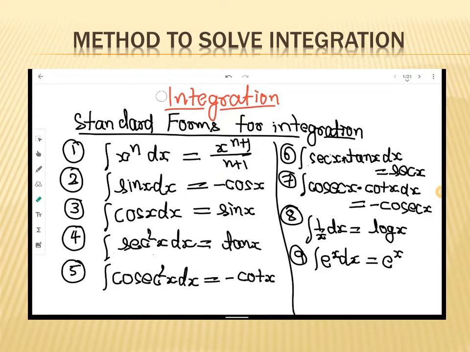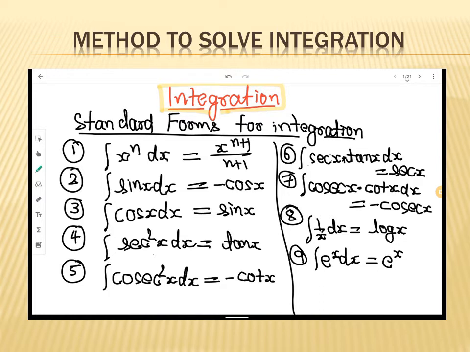Today we learn integration. What is integration and how to find the integration of any expression? A standard form of integration.